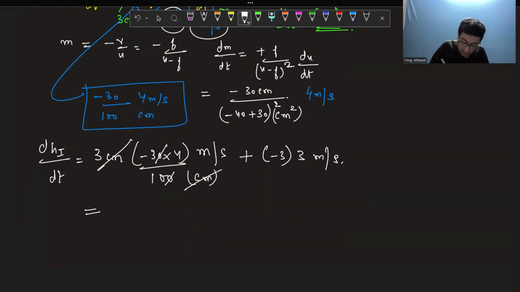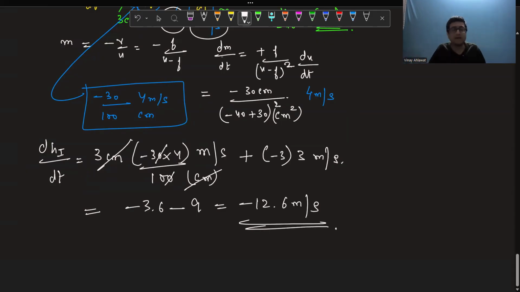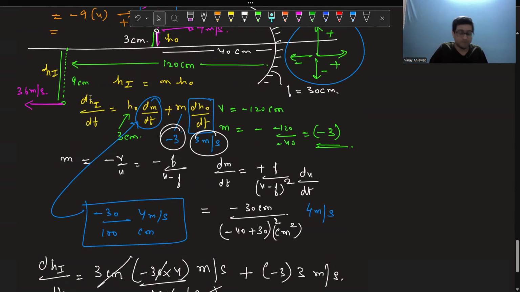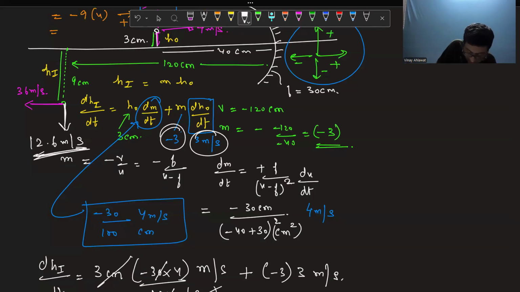0 goes away. That's 12, 24, 36, 3.6. So minus 3.6 minus 9, that's minus 12.6 meters per second. Got it? So the velocity of image is in this direction, 12.6 meters per second. That wasn't tough, or was it?